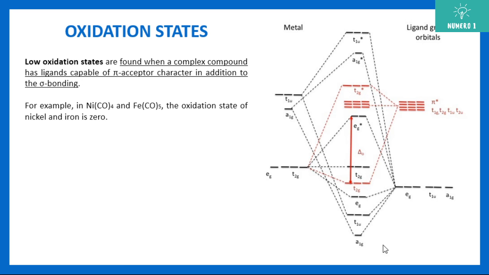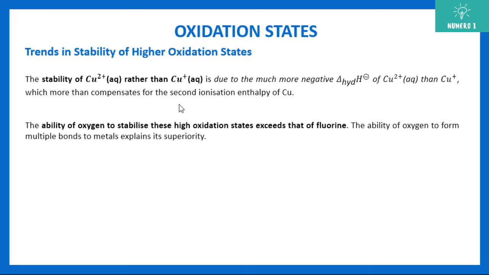Okay, so now we will not go into detail, but in the next chapter we will go a little bit more into detail. So some of the examples you can see, Ni(CO)4 and Fe(CO)5. So these are some of the examples of low oxidation state. Okay, in both these cases you see that nickel and iron, they are actually neutral. They have their oxidation state equal to 0.